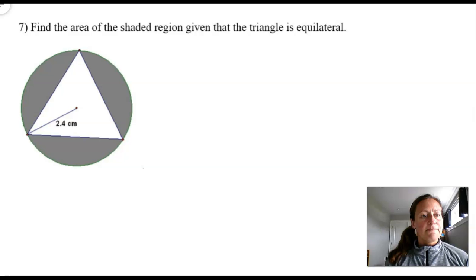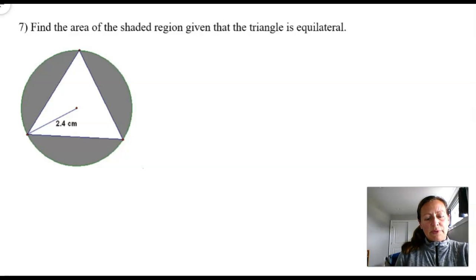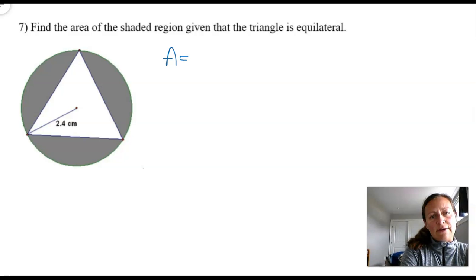Okay, number 7. Find the area of the shaded region, given that the triangle is equilateral. Once again, familiar shapes, but the shaded region is not exactly a circle. It's part of a circle. It's not a sector either, because it's not coming out from the center of the circle, making an angle. But if this was the whole circle, of course, we have a formula for that. Area is pi r squared, right, for the circle.